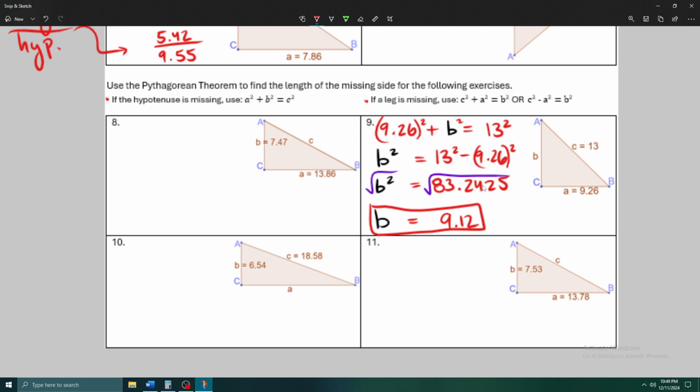Again, it's tough, but 10 is going to be very similar to that. So 10 is going to be very similar to 9. A and B are kind of interchangeable as far as the Pythagorean theorem is concerned. So don't worry too much about if you're missing A or B, you're essentially doing this process.